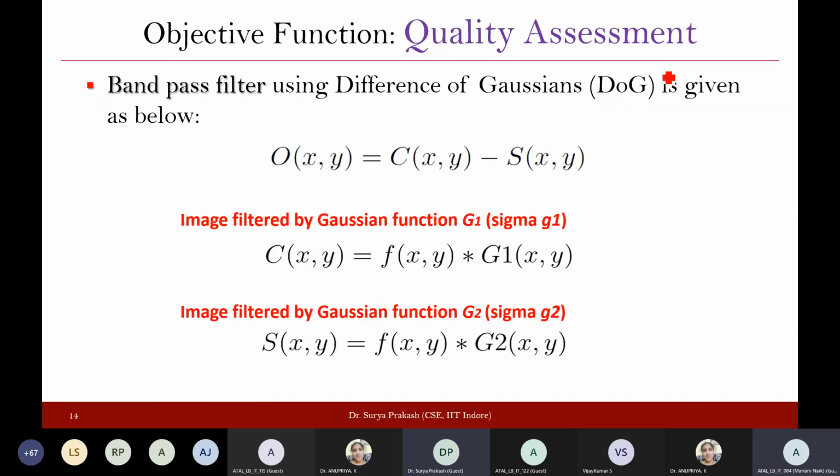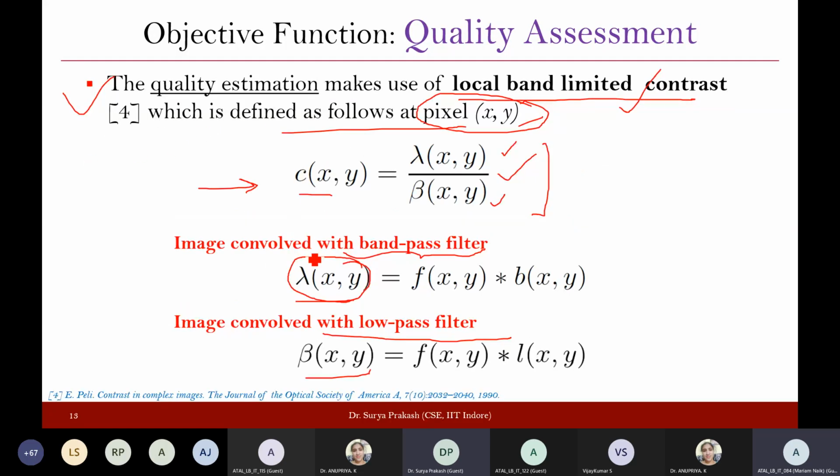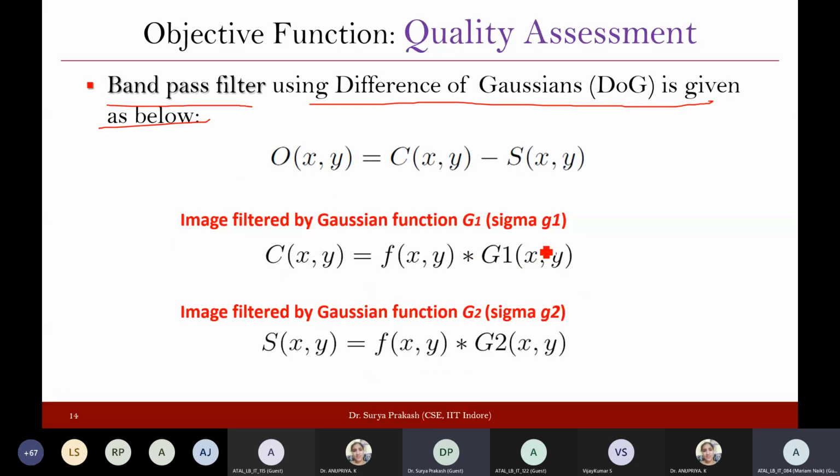And this band pass filter that we are using here, particularly the first filter, can be created with the help of the difference of Gaussians, or DOG. Here we define O as O equal to C minus S, where C and S are two images created by convolving the original image, or original function f, with two Gaussian functions. I hope you have some background on how the difference of Gaussian is created.